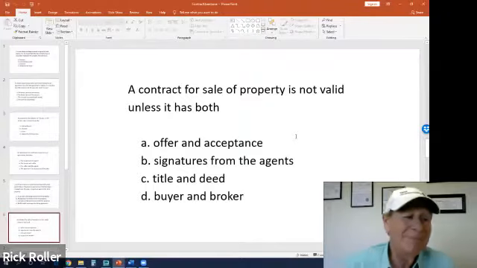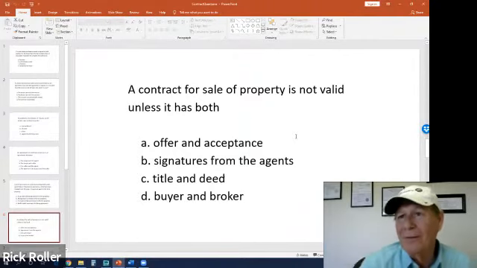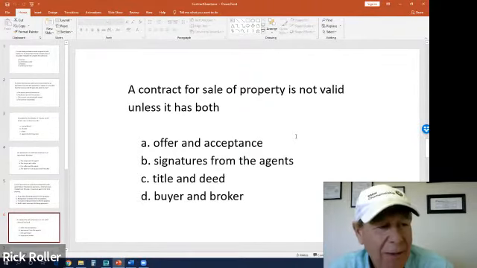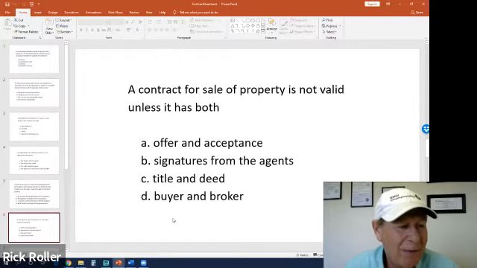Now, signatures from agents. Well, they really don't have anything to do with the deal. They're just trying to make a commission and keep this together. It's the buyer and seller who have to sign. Title and deed, that comes after, when we're getting this all put together and closed up. Buyer and broker, obviously that's a throwaway.